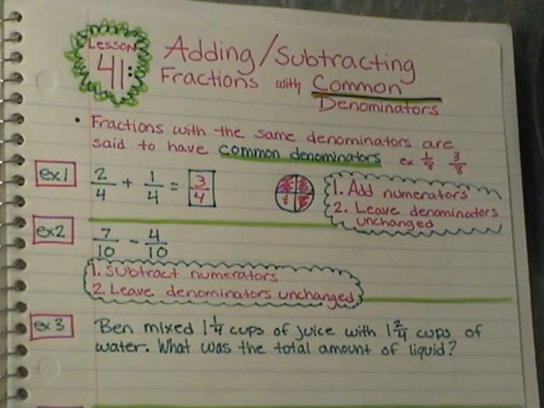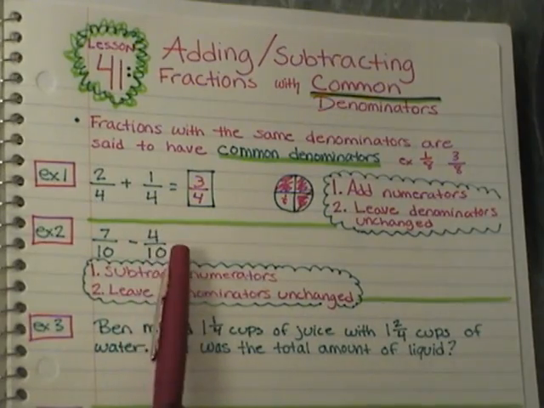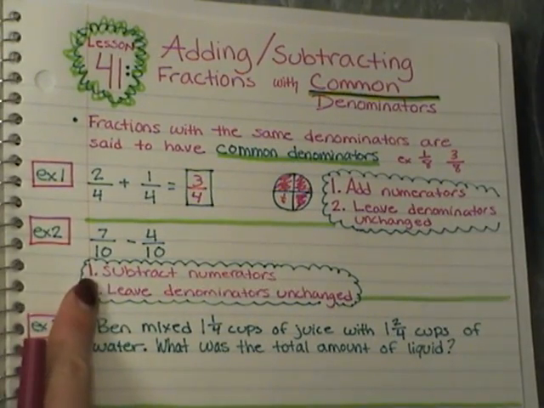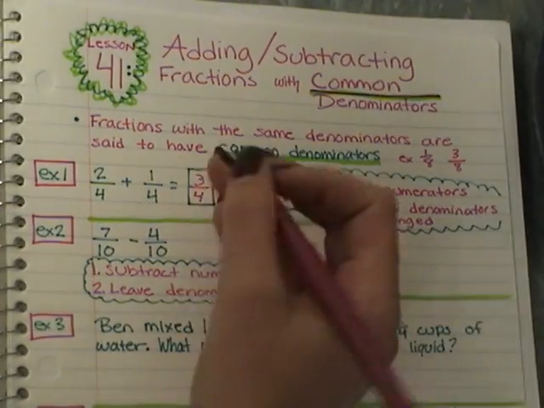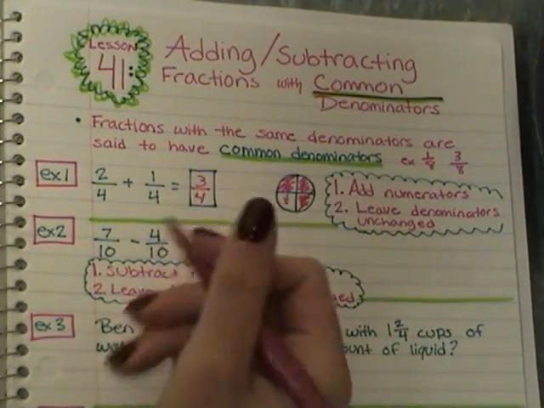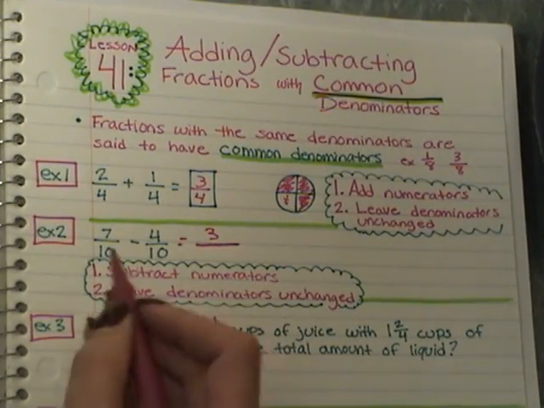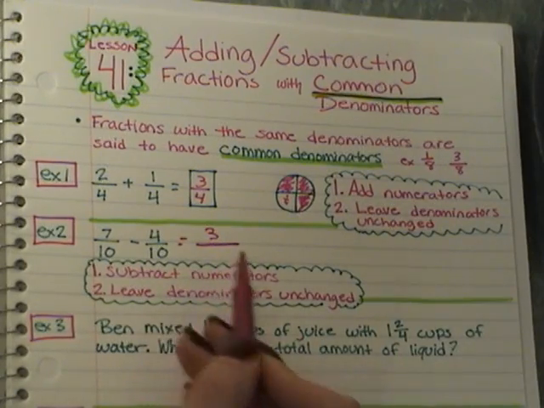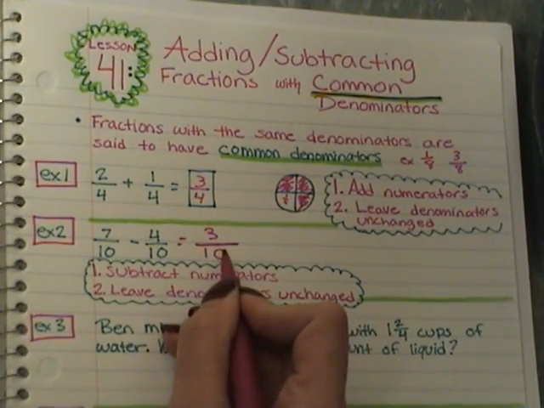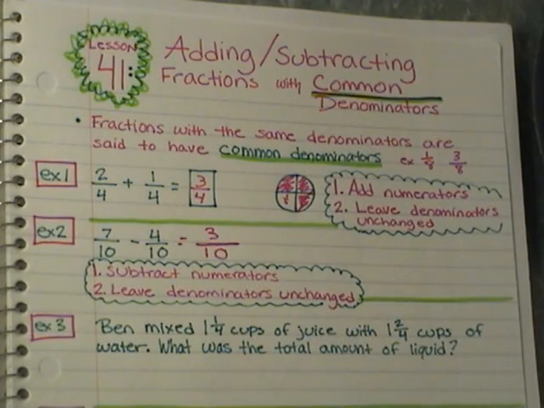And this is the same way that you do it with subtraction. I'm not going to draw a picture here, but I have 7/10 minus 4/10. I have some directions, and it says number 1, subtract numerators. So 7 minus 4, and I get 3. Leave denominators unchanged. So I don't take 10 minus 10 and write 3 over 0. I leave them unchanged. So my answer is 3/10. So when you add and when you subtract, you're only changing the top number. You're only changing how many you have. You're not changing the bottom number, how many you're out of.